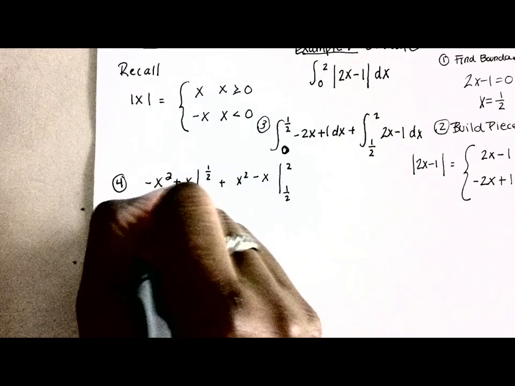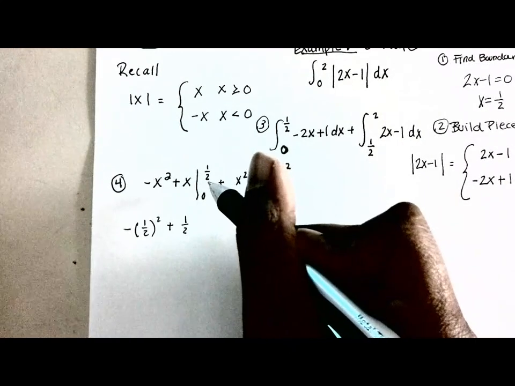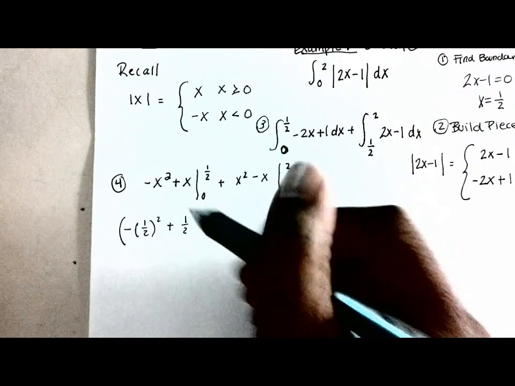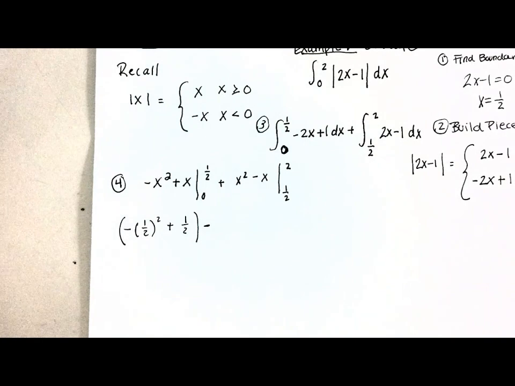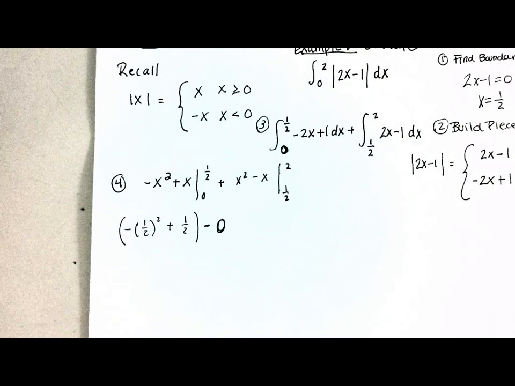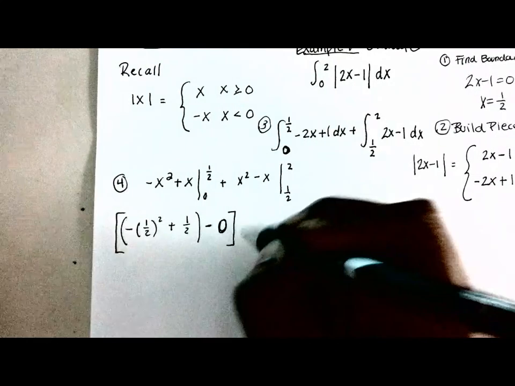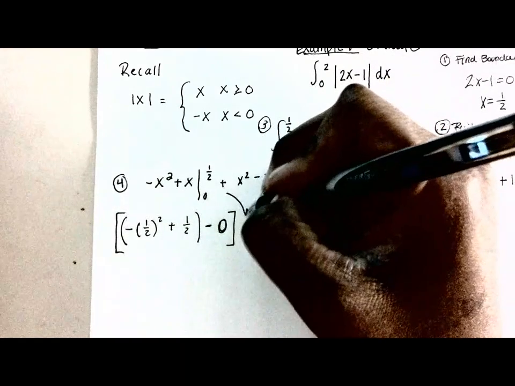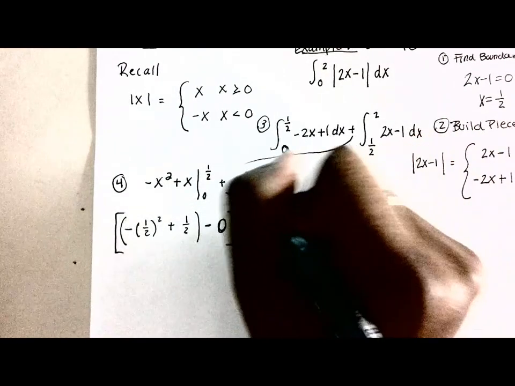So negative half squared plus half. That's f of b. Then minus f of a is just going to be 0. I told you if it's 0, you can just write 0. You don't have to show that you plugged it in. So that's that first part. Now, I'm going to put a plus here because the plus comes from the absolute value function. That has nothing to do with the f of b minus f of a. That came from what I was doing here.